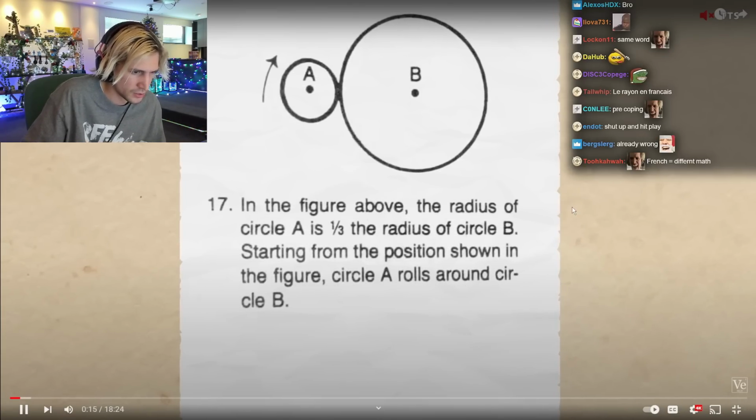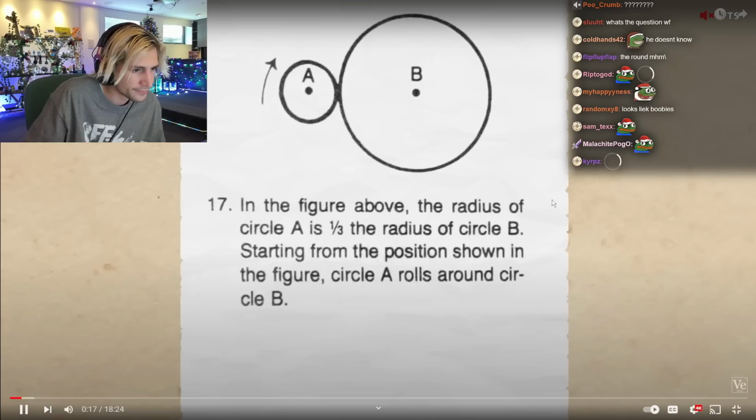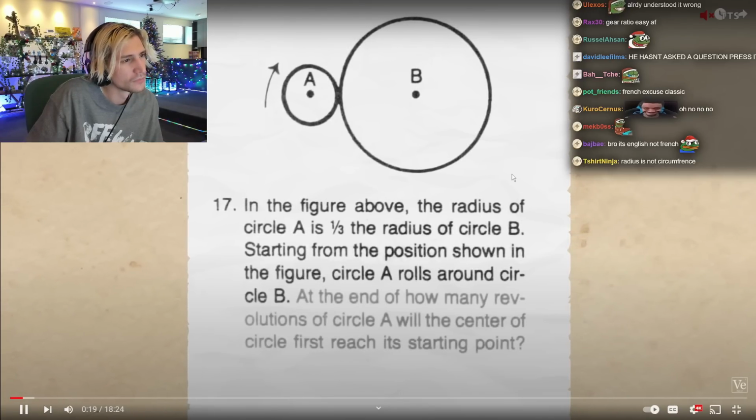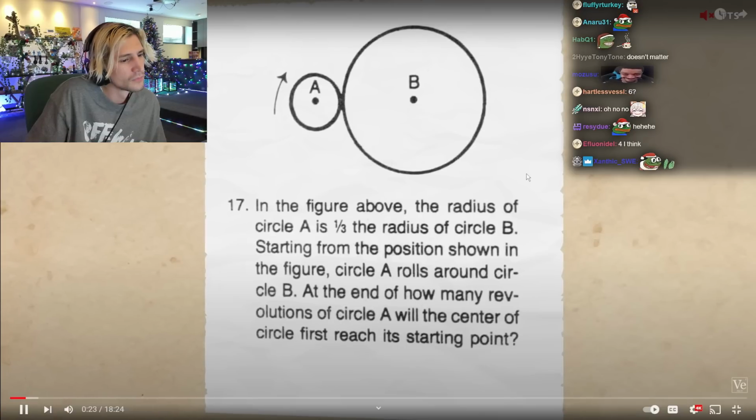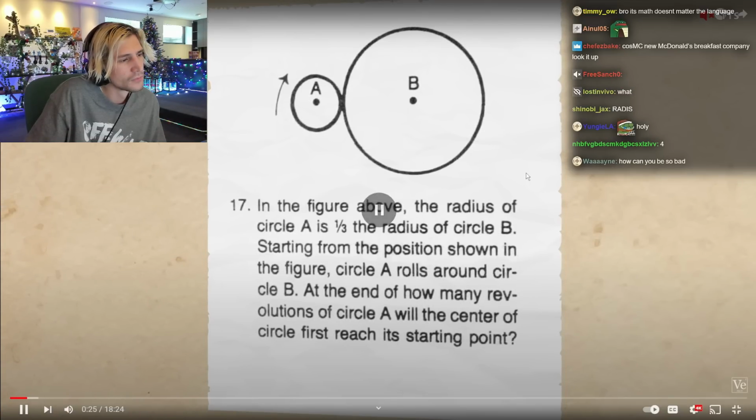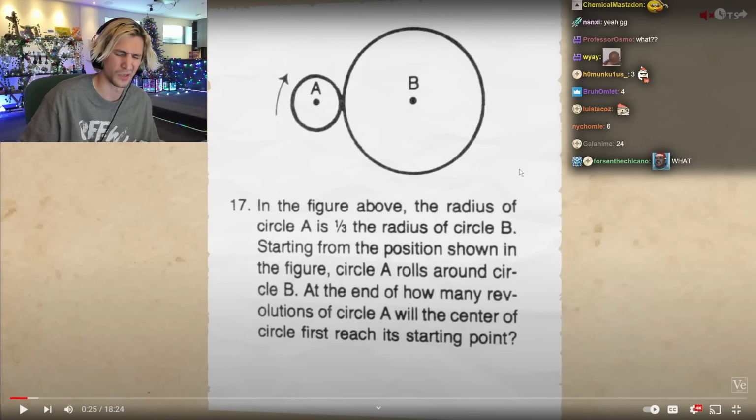Starting from the position shown in the figure, circle A rolls around circle B. At the end of how many revolutions of circle A will the center of the circle first reach its starting point? Wait, what the fuck?